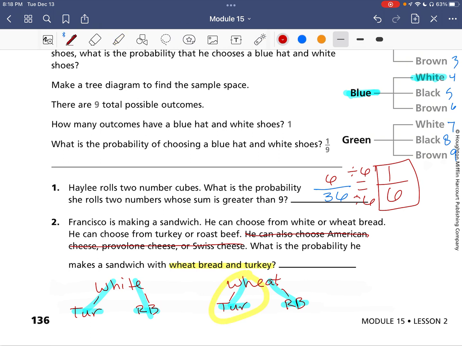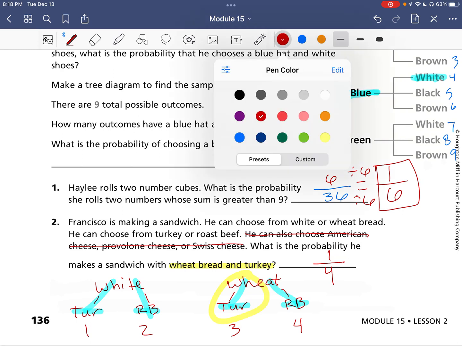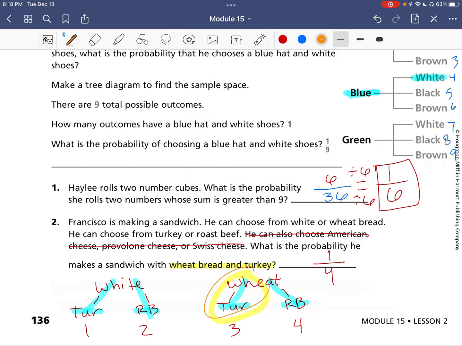and that is one combination out of our 4 possible options. So the probability he makes a sandwich with wheat bread and turkey is going to be 1 out of the 4 options.